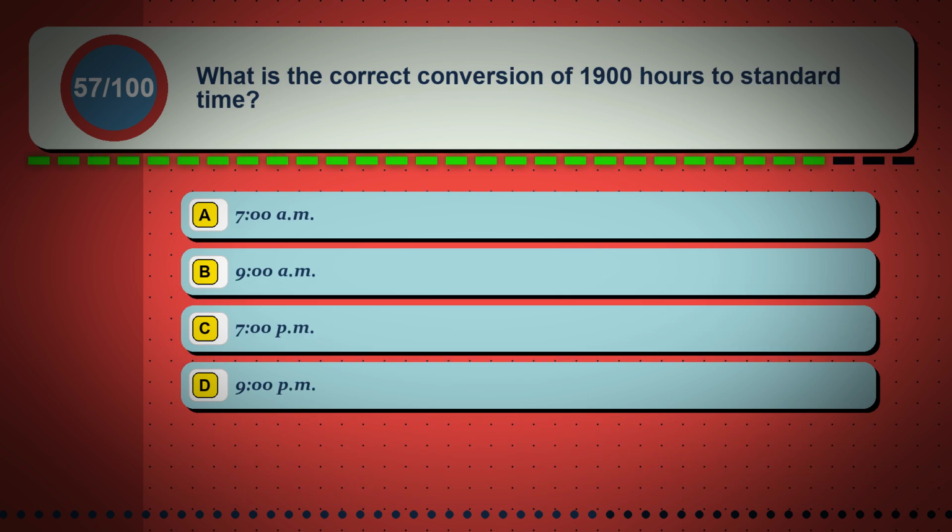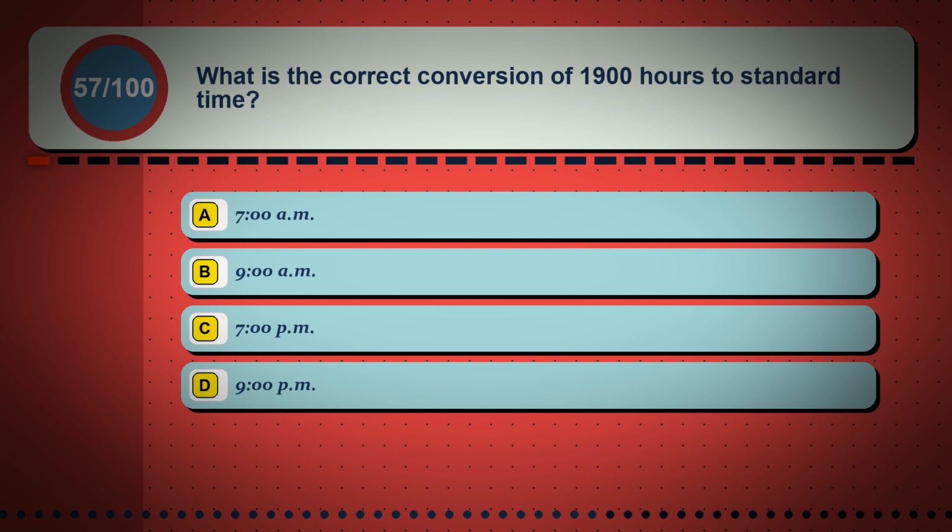Question 57. What is the correct conversion of 1900 hours to standard time? Option A, 7 a.m. Option B, 9 a.m. Option C, 7 p.m. Option D, 9 p.m.